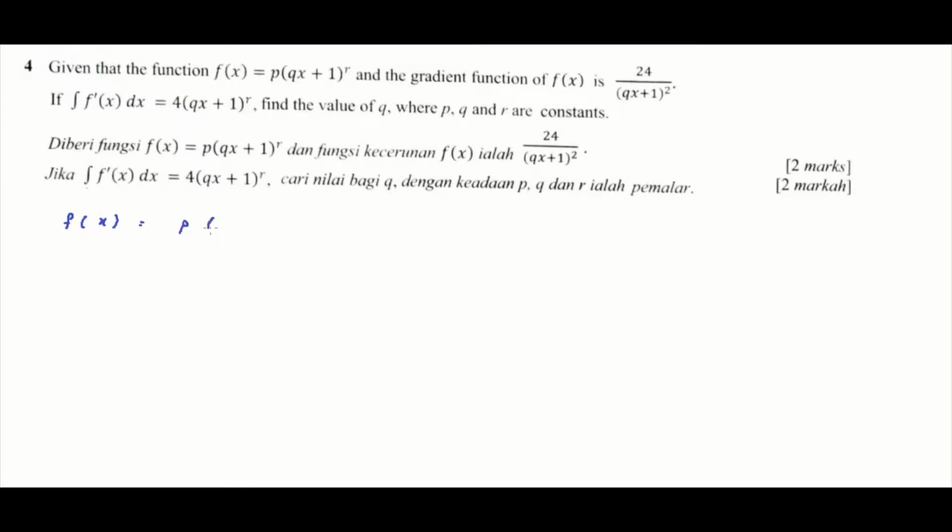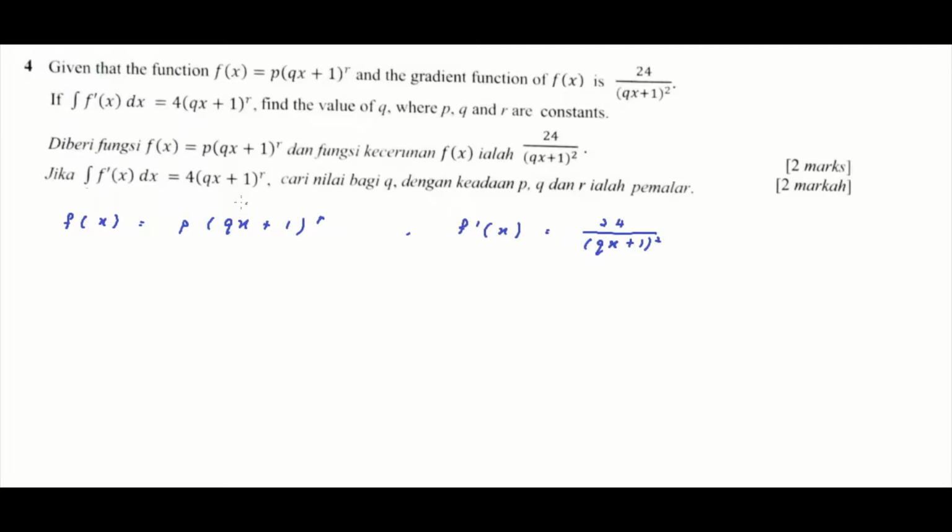So we have our f of x. Okay, then after that, it's given the gradient function for f of x. Gradient function means that it's dy/dx. Since it's given as f of x instead of y, that's why we use f prime x. So f prime x will be equal to 24 over (qx + 1) to the power of 2. Okay, so now after you integrate the gradient function, you get back to this. So find the value of q.